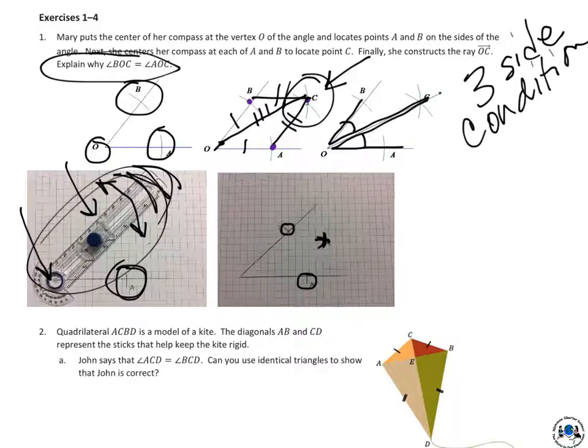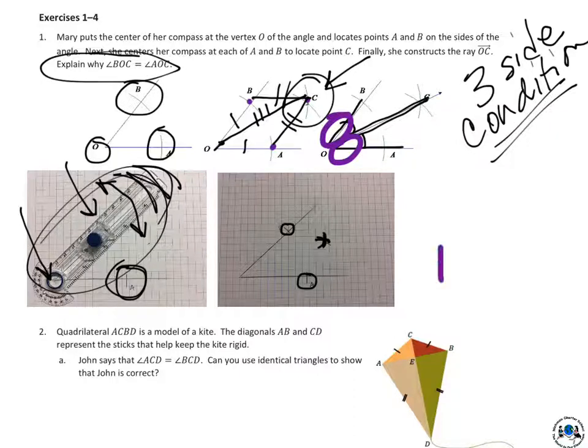She's made sure with her compass to center and make sure everything is equal. We have the three-side condition met. Therefore, if the three-side condition is met, then they are identical triangles, and therefore all the angles would also be equal. All right, so let's go ahead and give number 2.